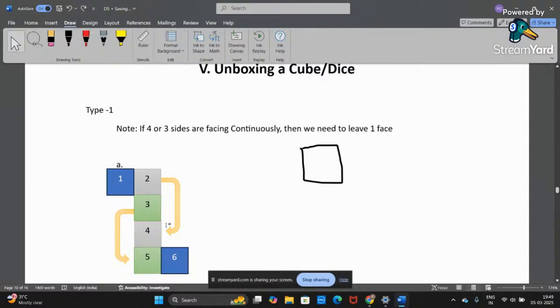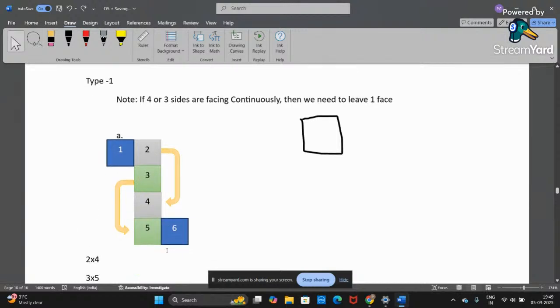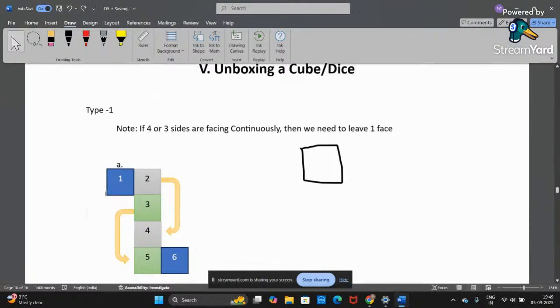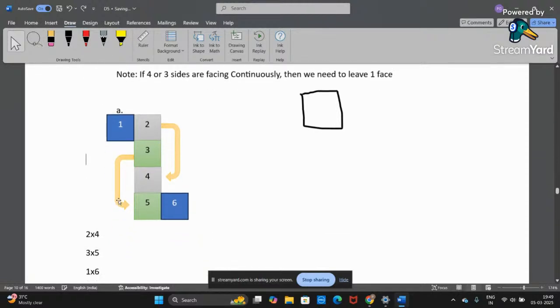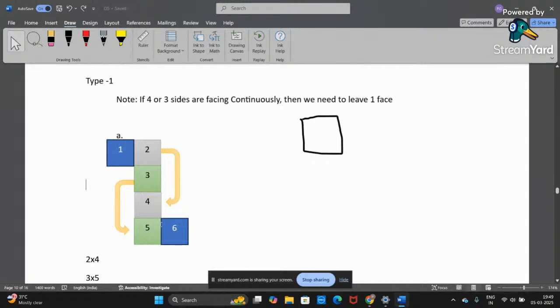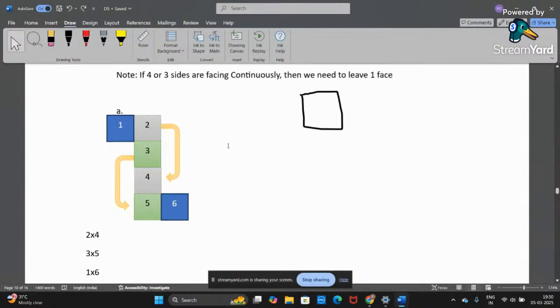Why do we need to leave one face? Because by this we'll get the opposite face. For 2, 4 will be the opposite face. For 3, 5 will be the opposite face. If you want to, just take a paper, cut in this shape, fold and try. Then remaining are 1 and 6. That means 1 and 6 will be opposite. For 1, 6 will be the opposite. For 6, 1 will be the opposite. This is the case when 3 or 4 sides are facing continuously.